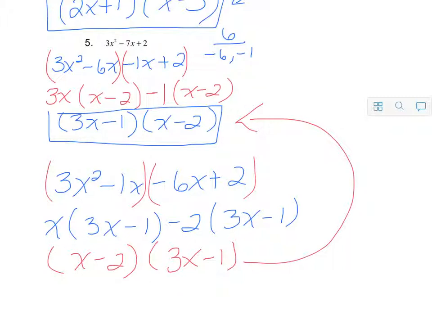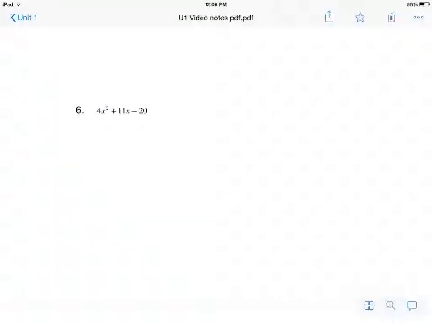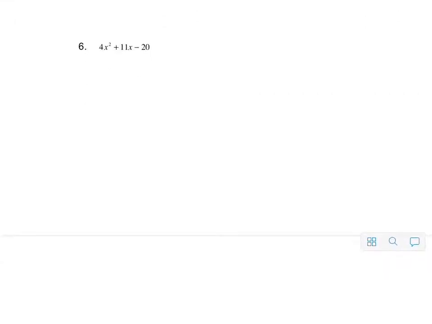All right, let's do one more. We have a nice one here. It's 4x squared plus 11x minus 20. Now again, it is definitely trial and error because of the 4. So I want to change the trial and error to grouping. I'm going to take the first term and the last term and multiply them over to the side. So I get a negative 80.